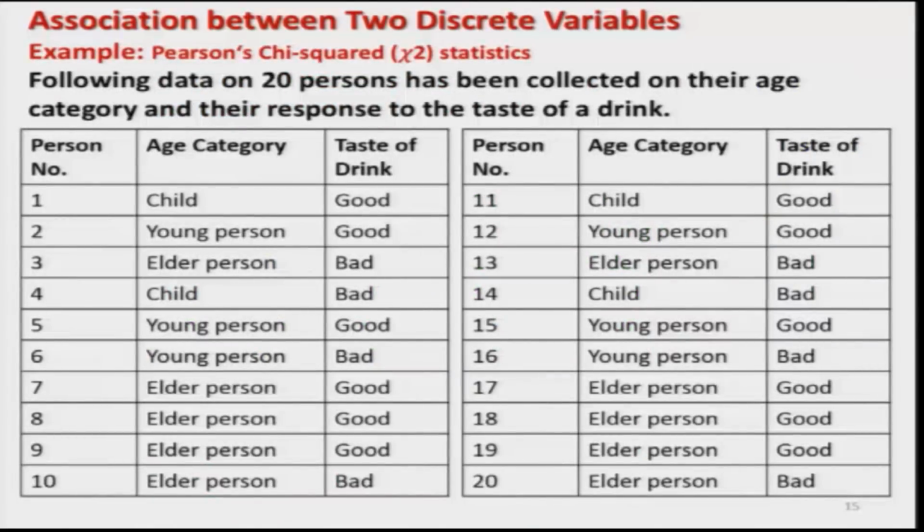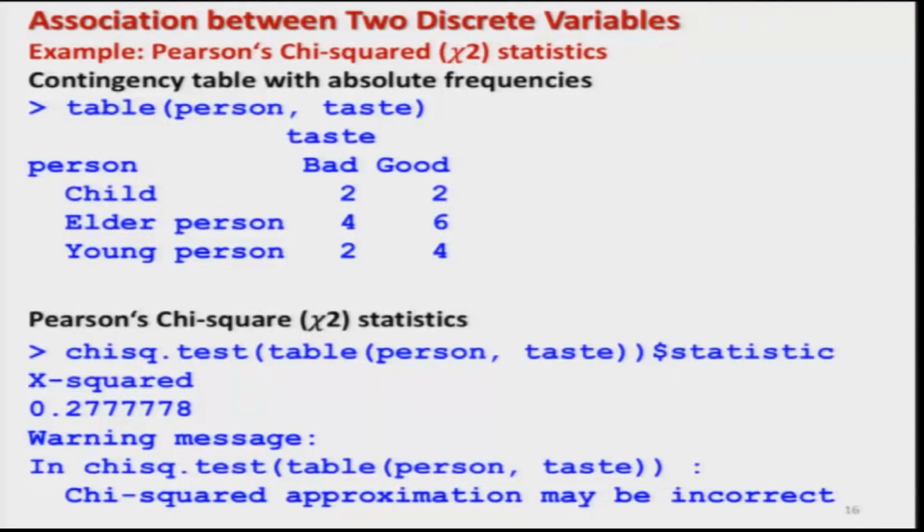Now, I try to take the same example which I had considered earlier, and I would try to find out the chi-square statistics. This is the same example in which we have collected data on 20 persons, and their responses for the taste of a drink are recorded based on the category of the age, that is child, young person or elder person. You have already obtained the contingency table using the command table(person, taste).